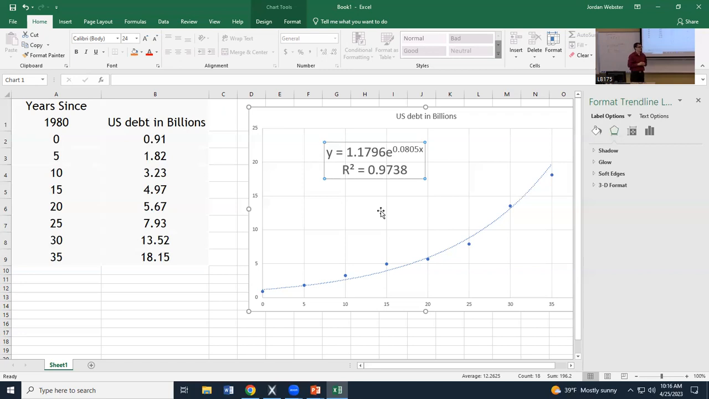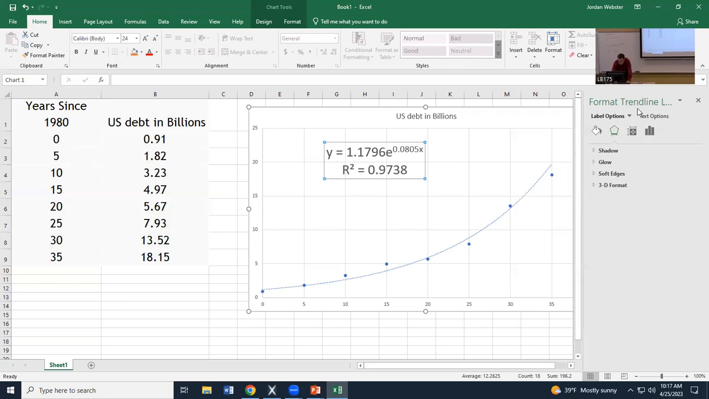I said the closer it is to 1, the better the fit. And you can see this fits pretty well. Like this line is pretty close to these points. So when we say better fit, we just mean the line's closer to the actual data points. Does that work?